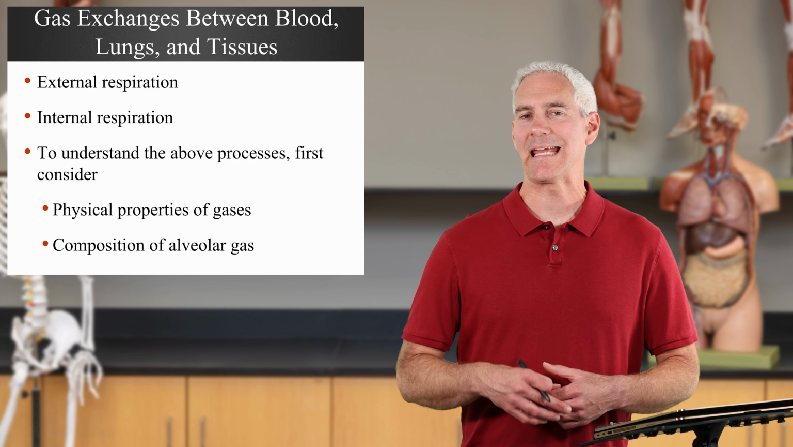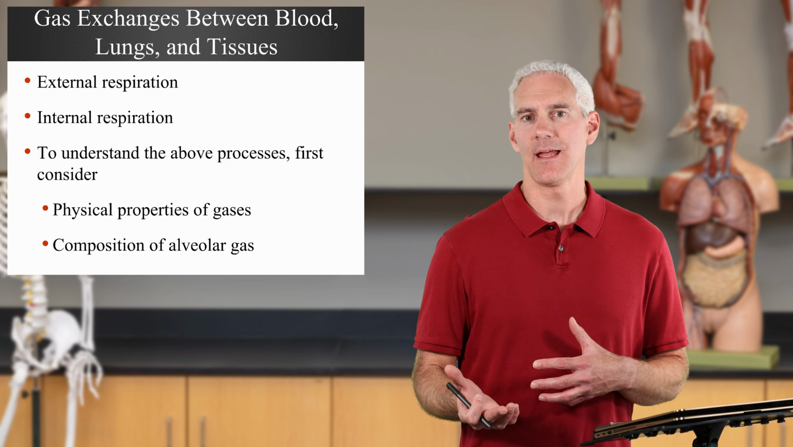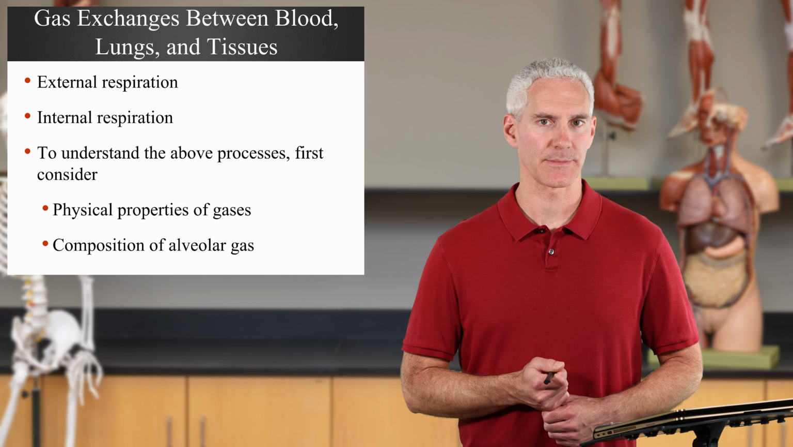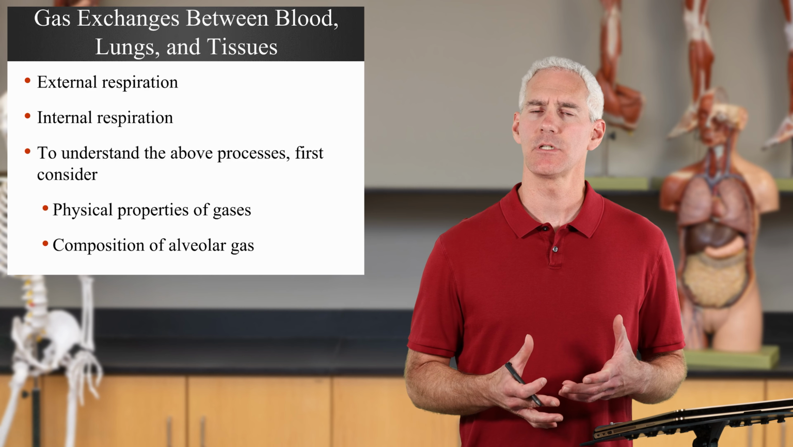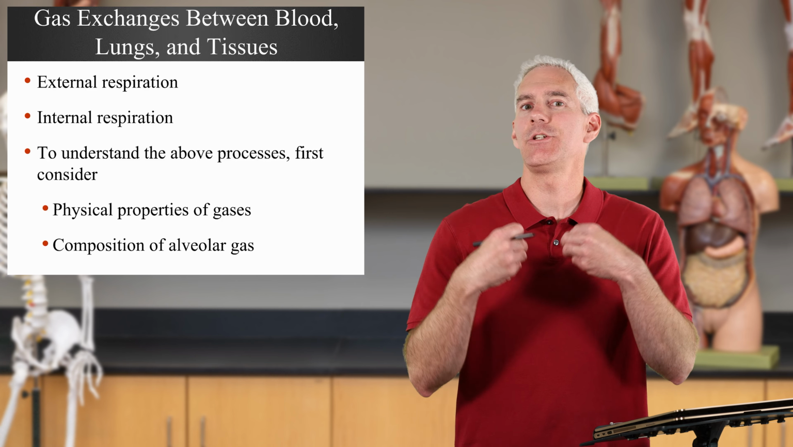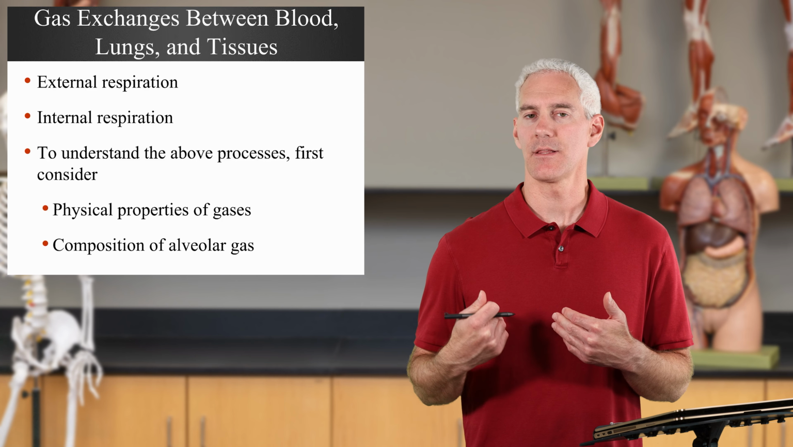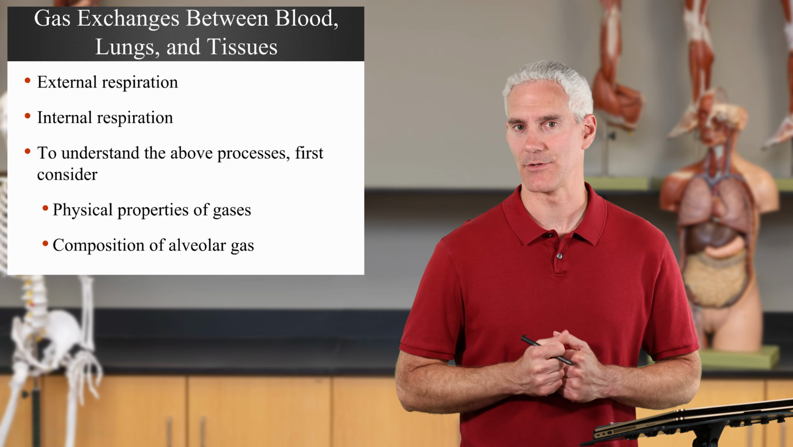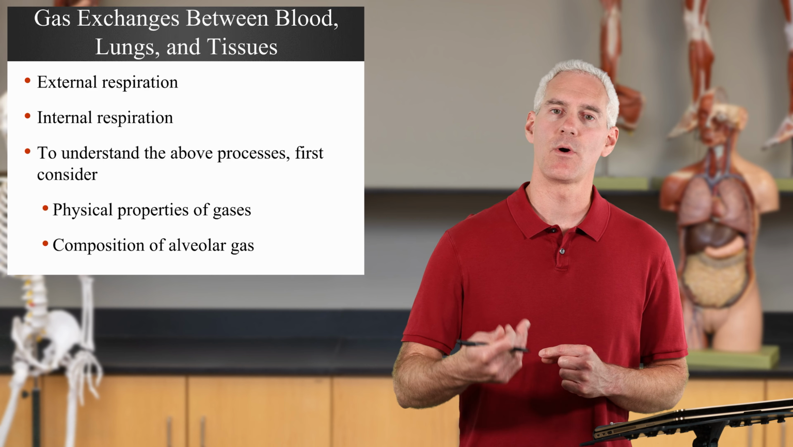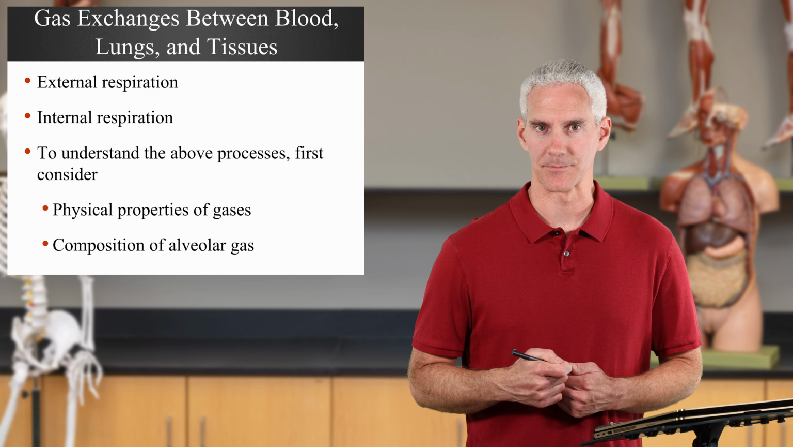When we start looking at the exchange of gases between the lungs and the blood and the tissues, we have to look at both internal and external respiration. Now, I've mentioned those two before. External respiration is the air coming into your lungs and then from the alveoli going into the capillaries, or capillaries back to alveoli. Internal respiration is when it's going from the blood into the tissues or tissues back to blood.